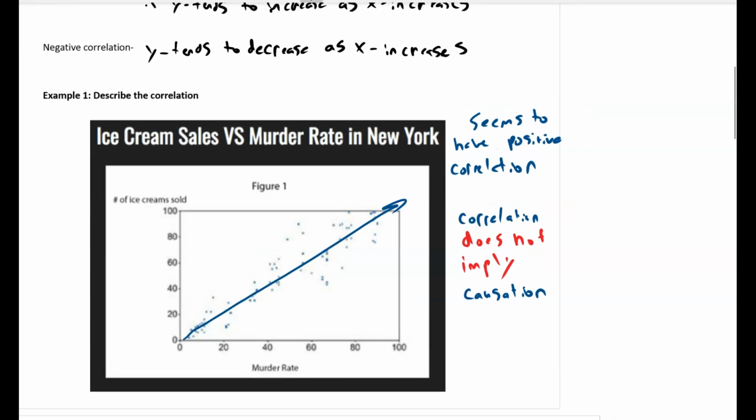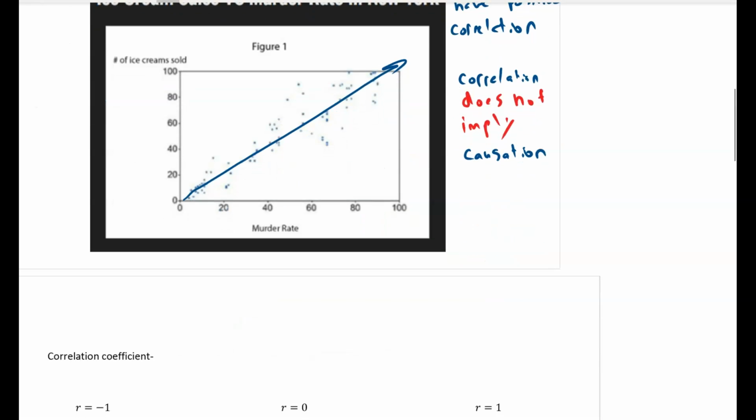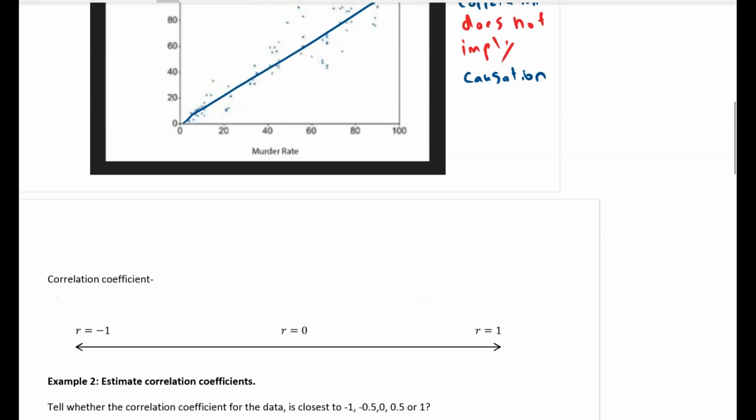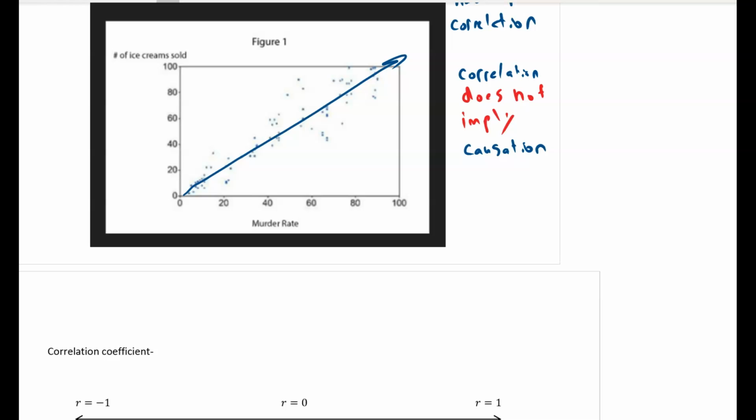But this one, if you were just looking at the graph, if you omitted everything else, it seems to be positively correlated. Okay, well, you can say the strength of their correlation, how strongly they are correlated. And the way you can show that is by talking about something called the correlation coefficient. The correlation coefficient. It's also denoted by R.